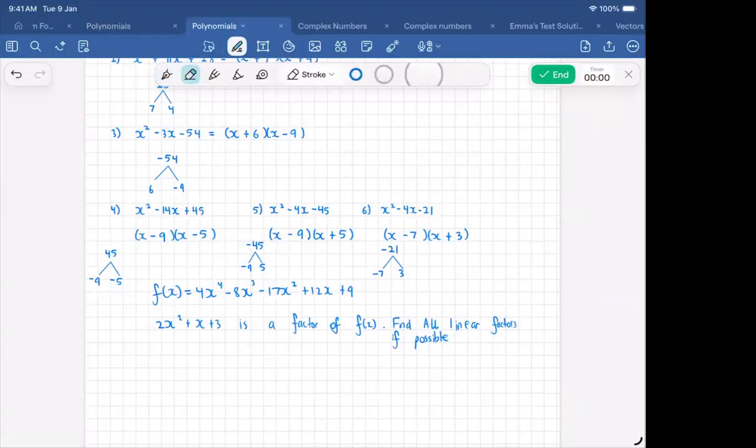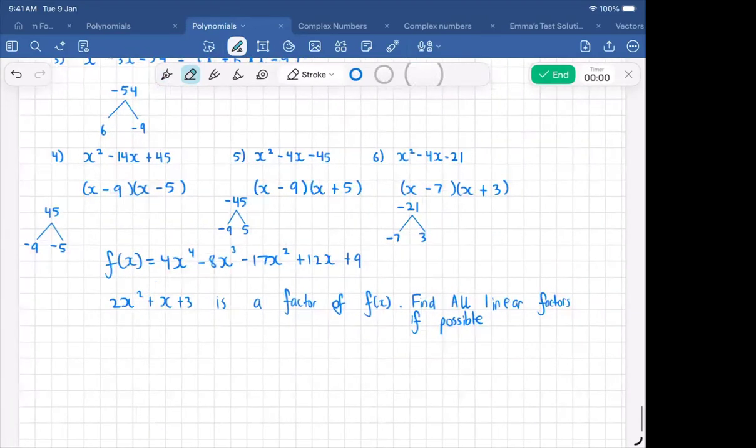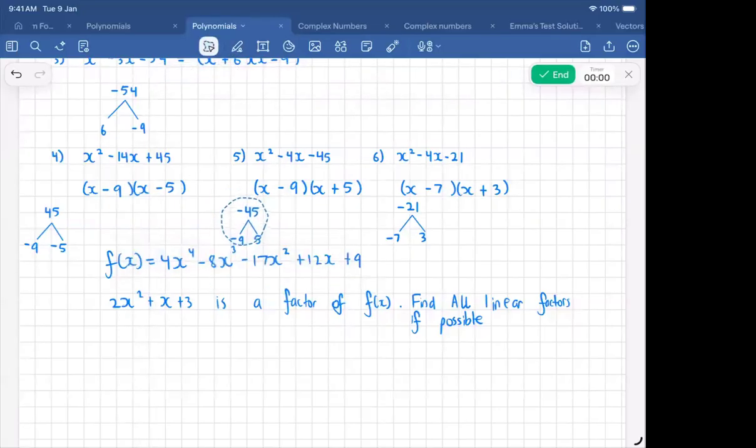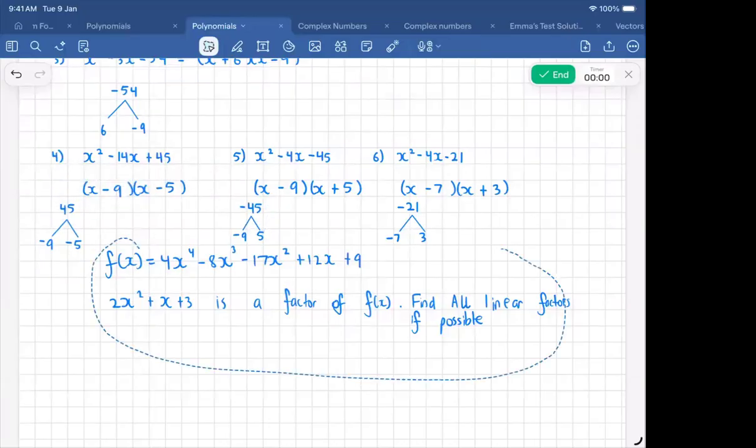All right, ladies, did you all get through with f of x? Finding the linear factors of f of x? Serena, did you get through with it? I'm not finished as yet. Sheena, did you finish? I didn't finish it.